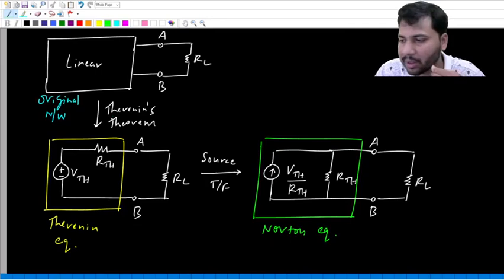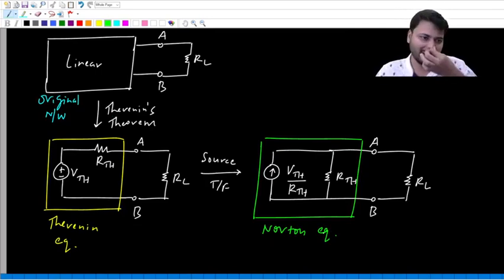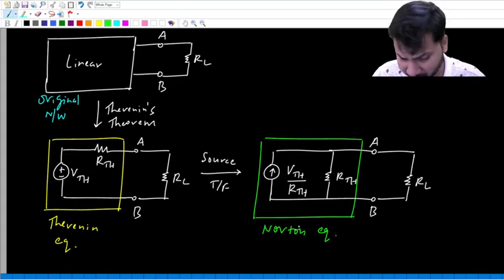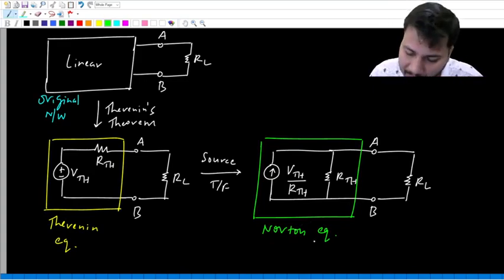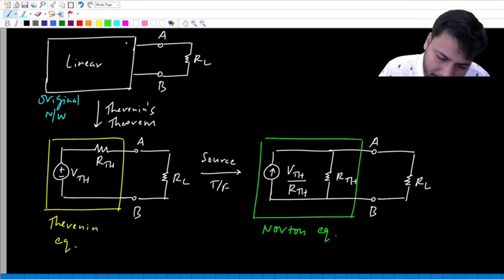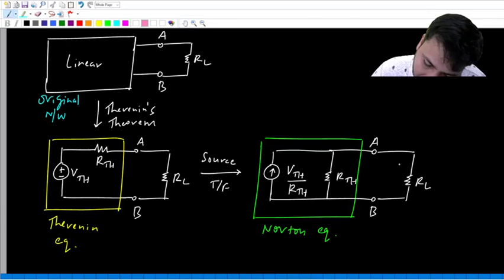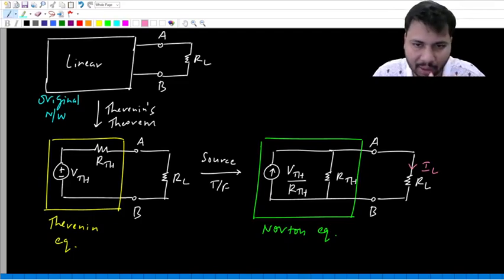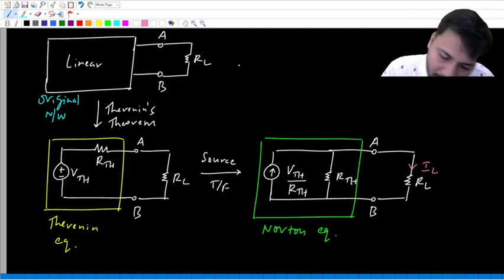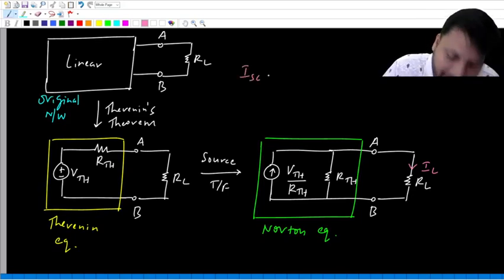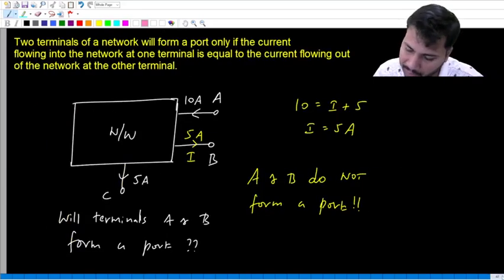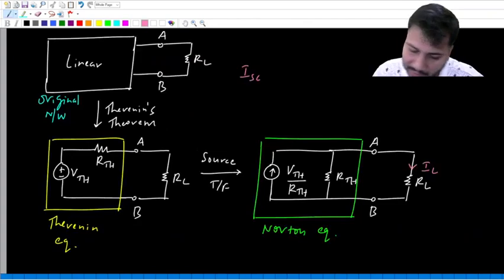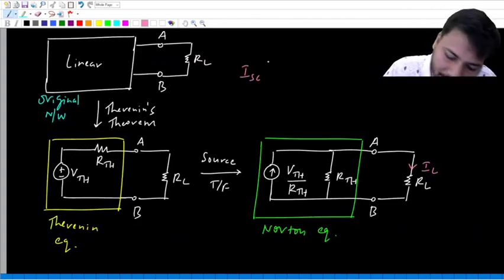So the original network can be replaced with two types of simplified equivalent networks. One is called the Thevenin equivalent. The other one is the Norton equivalent. Now let us focus on the Norton equivalent. Current through RL would be IL. Yes, current through RL is IL. Now we have this thing called ISC. Just like VOC is the open circuit voltage across the load, ISC is the short circuit current through the load.